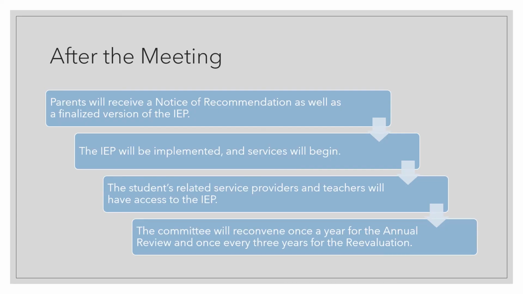After the meeting, parents will receive a notice of recommendation as well as a finalized version of the IEP. The IEP will be implemented and services will begin. The students' related service providers and teachers will have access to the IEP, and the committee will reconvene once a year for the annual review and once every 3 years for the reevaluation. It's also important to note that parents must provide consent for initial placement after the new referral or initial eligibility meeting.